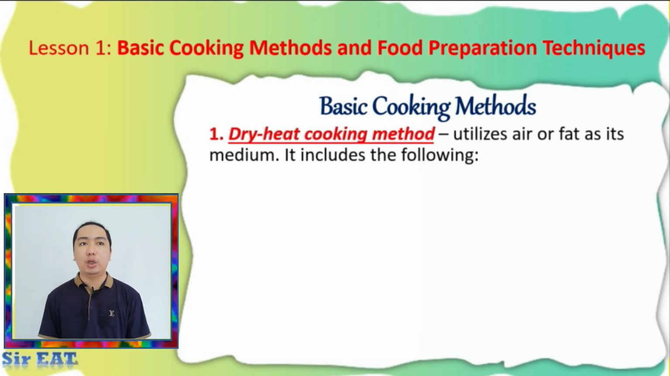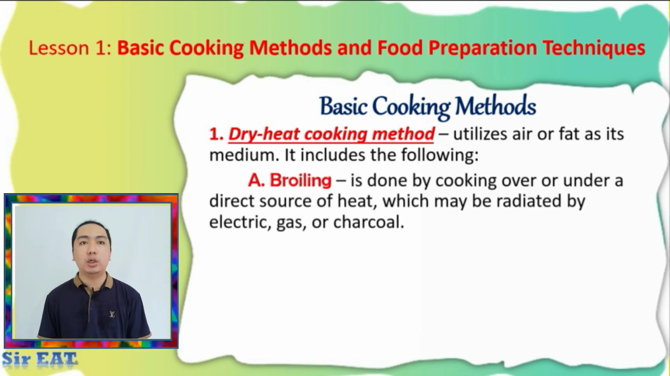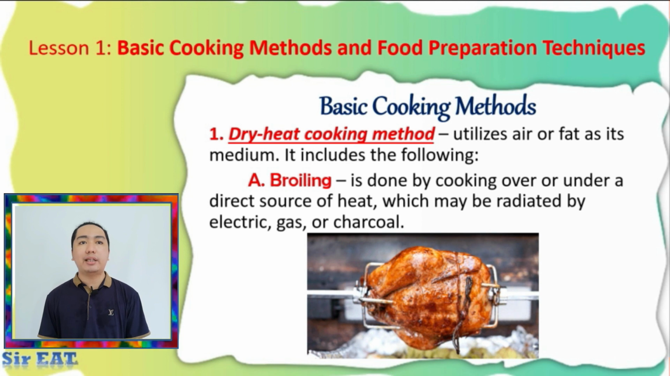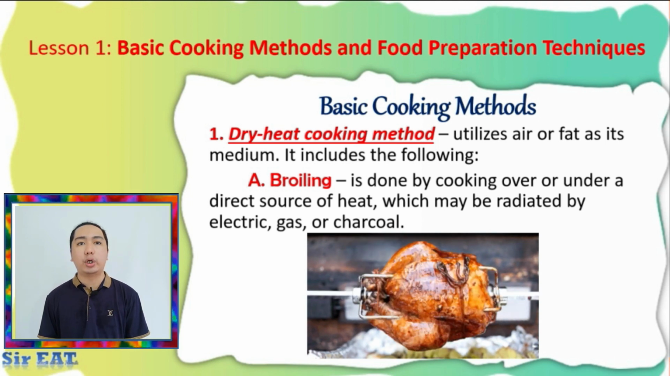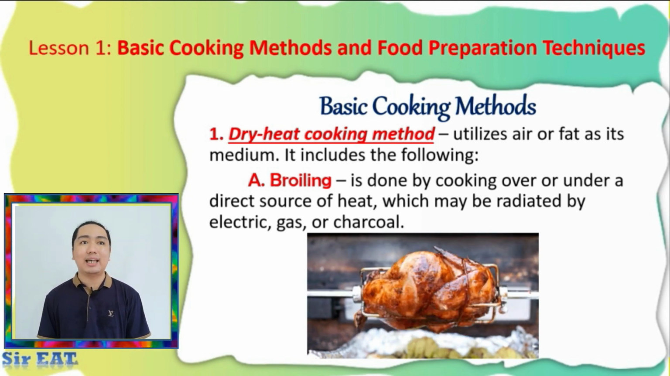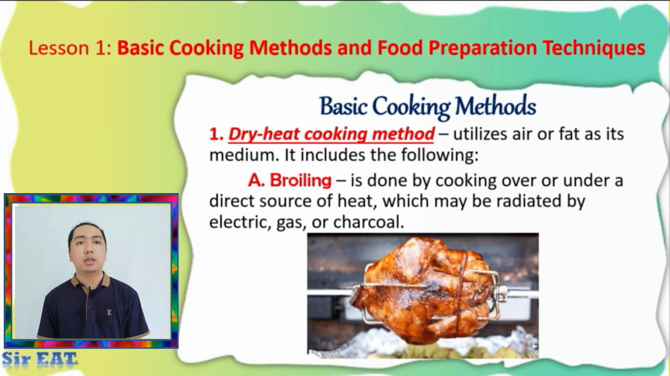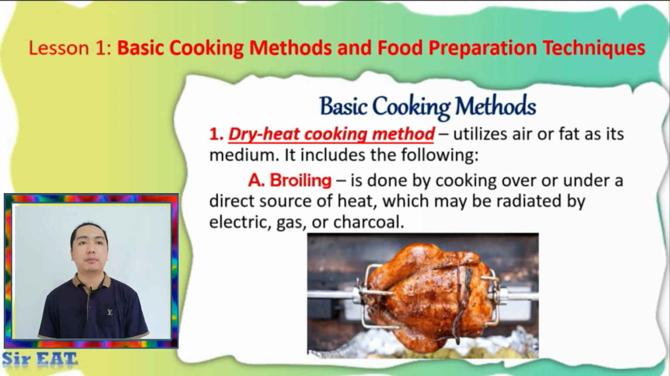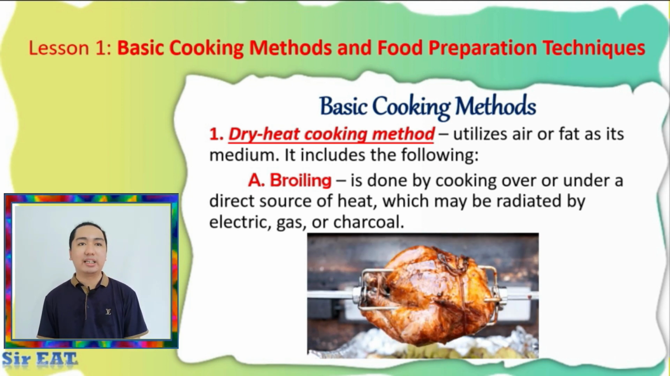It includes the following. Letter A, broiling, is done by cooking over or under a direct source of heat which may be radiated by electric, gas, or charcoal. This is ideal for cooking smaller cuts of meat, poultry, or fish that can be flipped over on a grill.